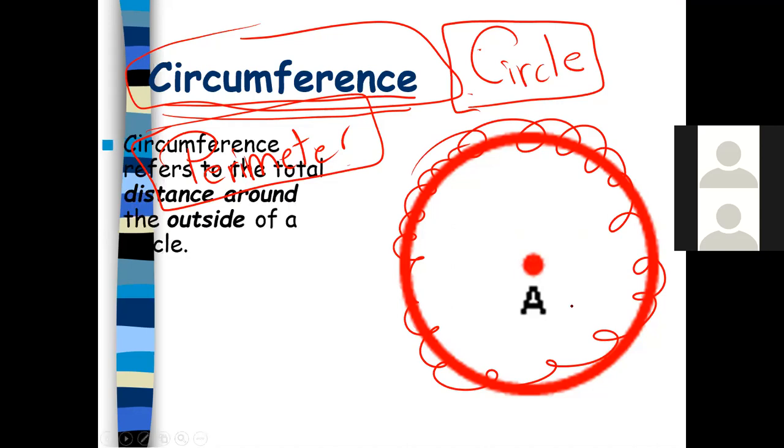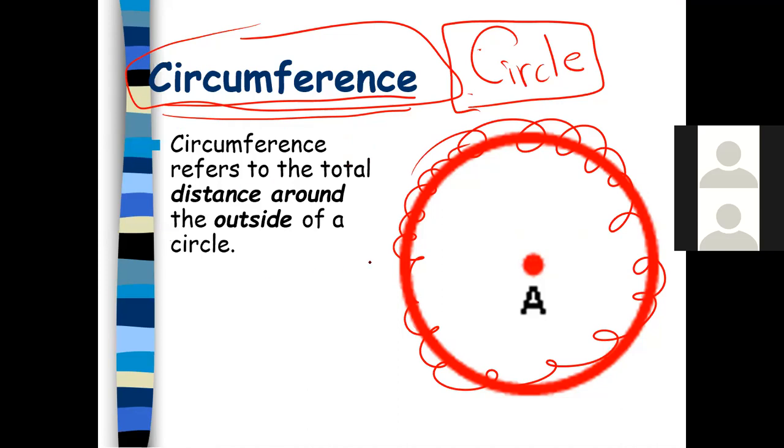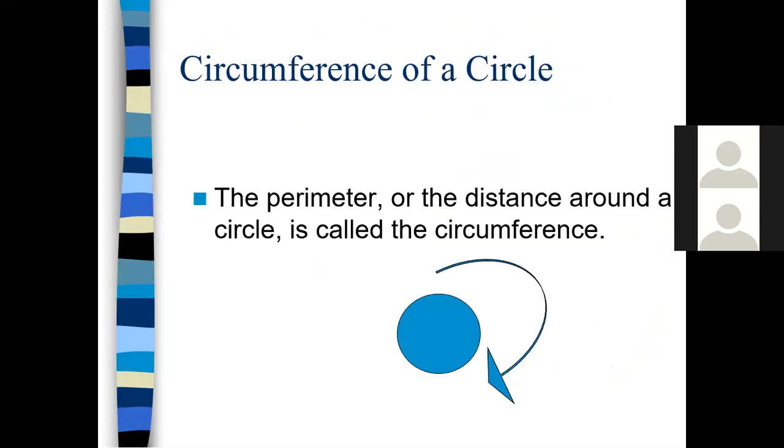So circumference is the total distance around the outside of a circle. We call it perimeter, the distance around the circle. So perimeter means the distance around this circle. We call it circumference. So circumference is the same as the perimeter that surrounds this circle. Is it clear what I mean by circumference?